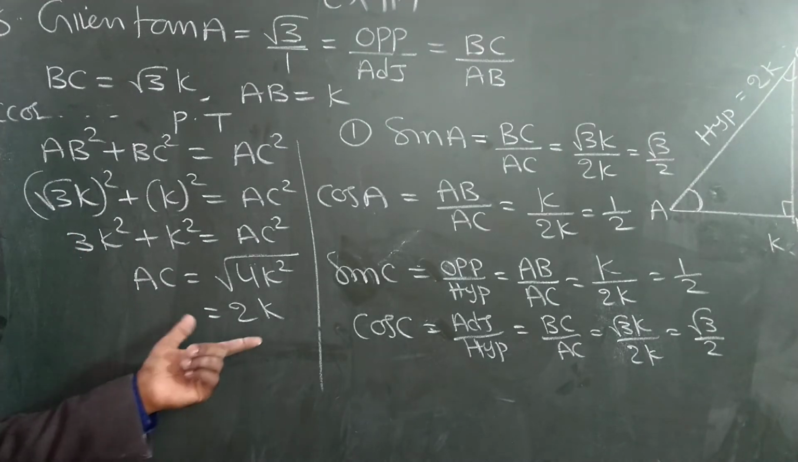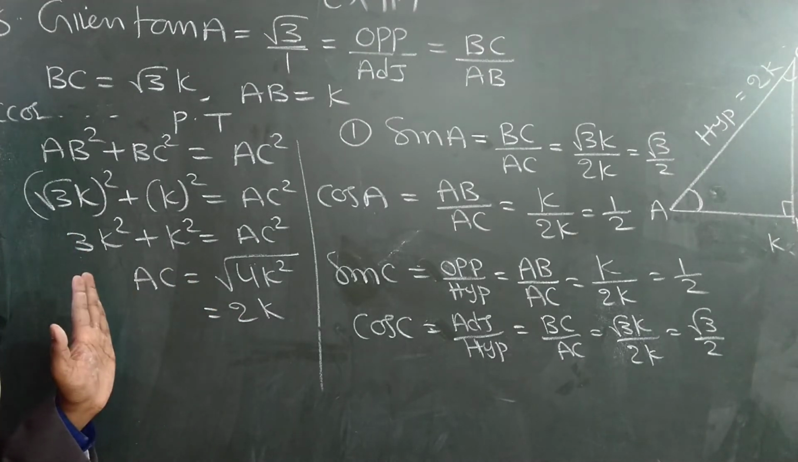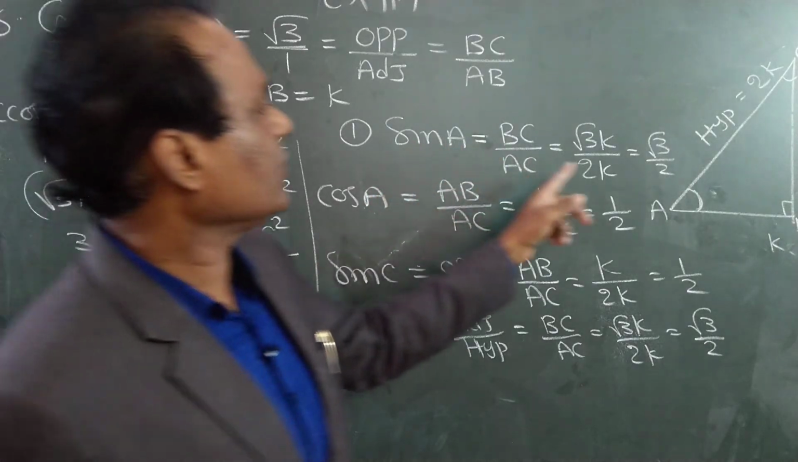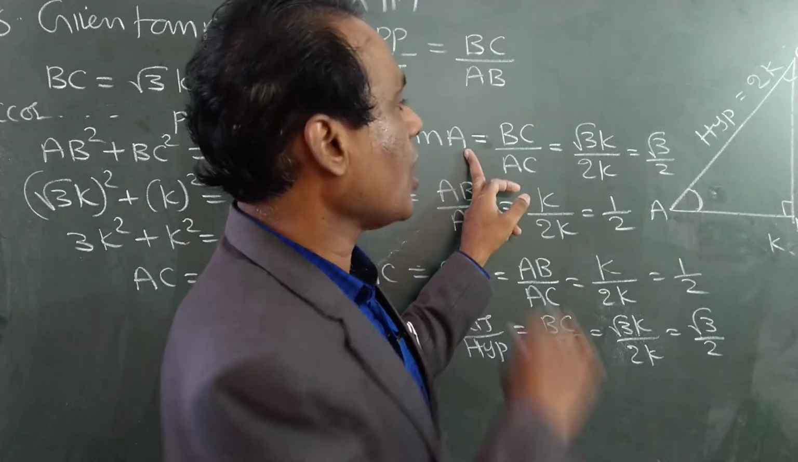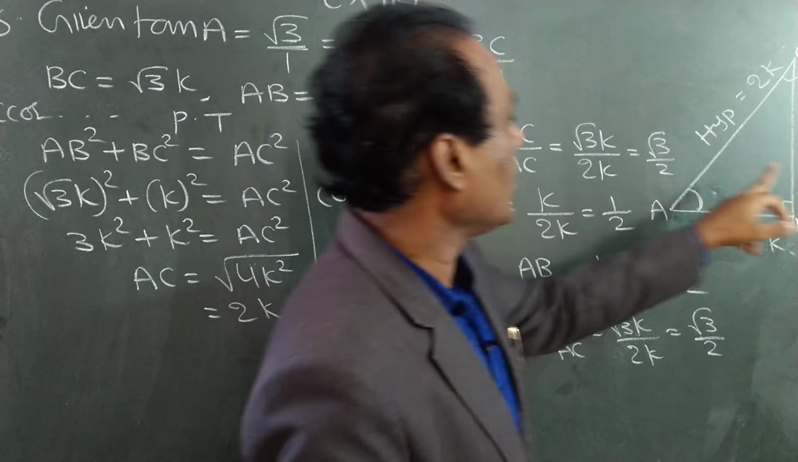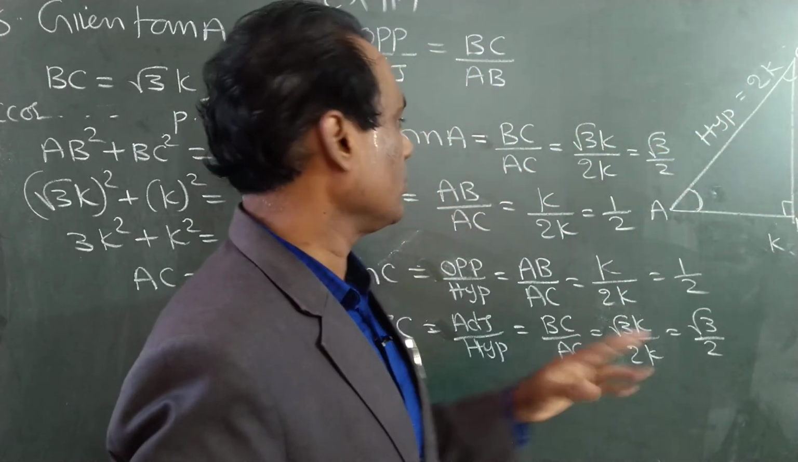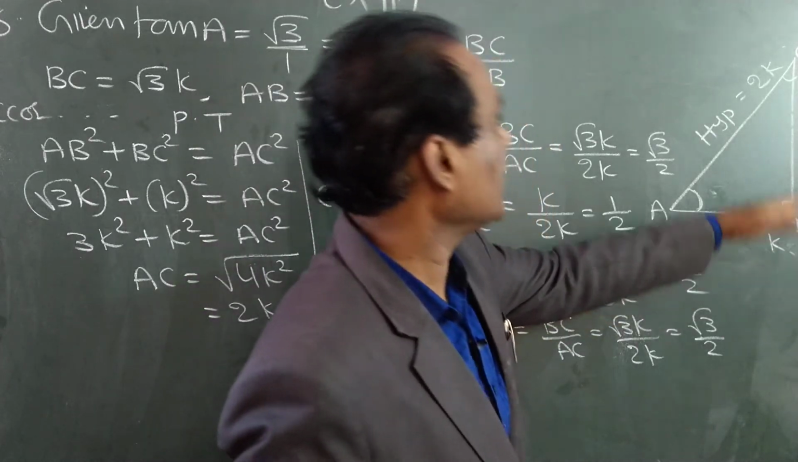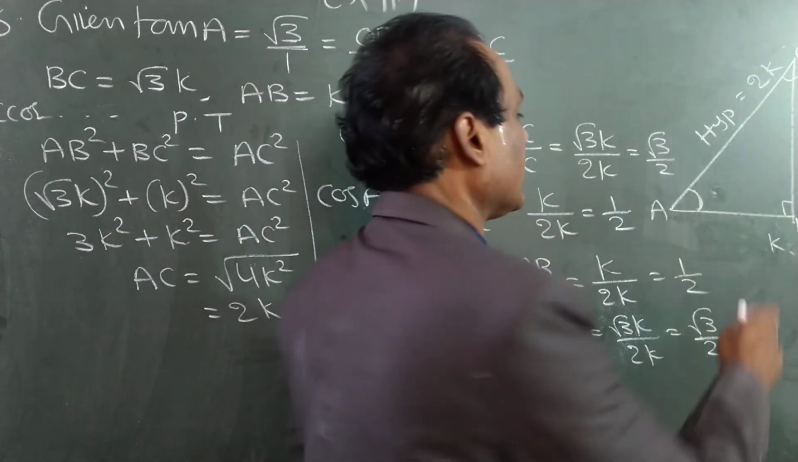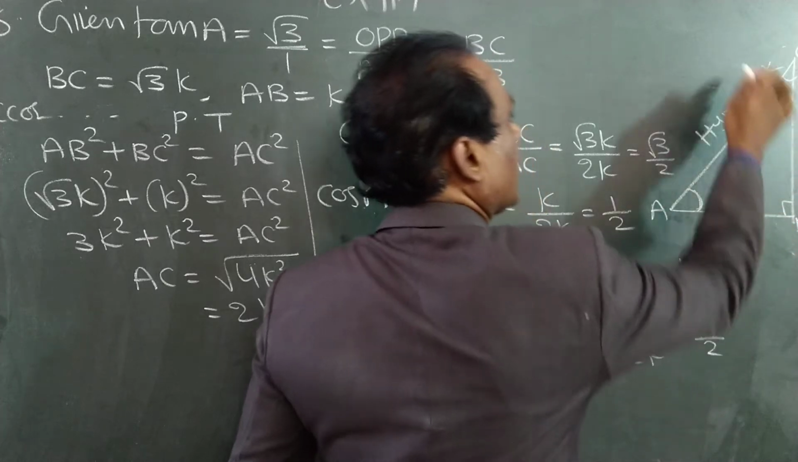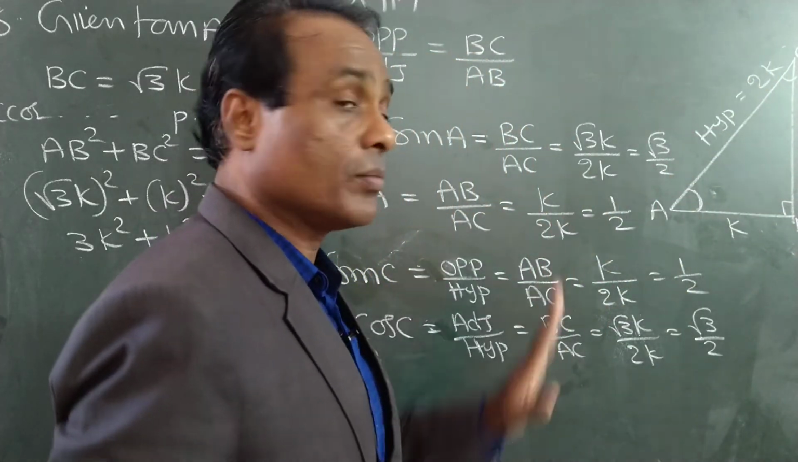See here, up to here I explained many times. Sin theta is equal to opposite by hypotenuse. Opposite is root 3K by hypotenuse 2K, K K cancel, root 3 by 2. Cos is adjacent by hypotenuse, K by 2K, K K cancel, 1 by 2.